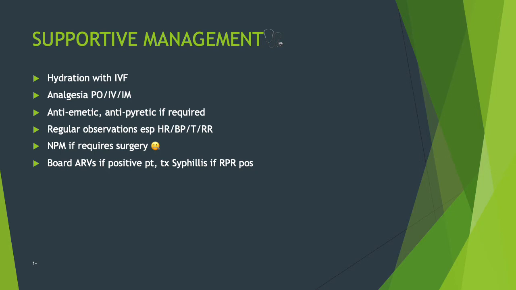When managing our patients, we start with supportive management. This comes in the form of hydration with IV fluids, analgesia in the form of oral, IV, or IM, antiemetics, commonly used are Maxolon or Ondansetron, depending on the severity of the patient and the setting, antipyretics, especially if patients remain pyrexial, in the form of Pafalgan. Regular observations need to be done by the nursing staff, especially heart rate, blood pressure, temperature, and respiratory rate. This helps us to assess improvement or worsening state of the patient.